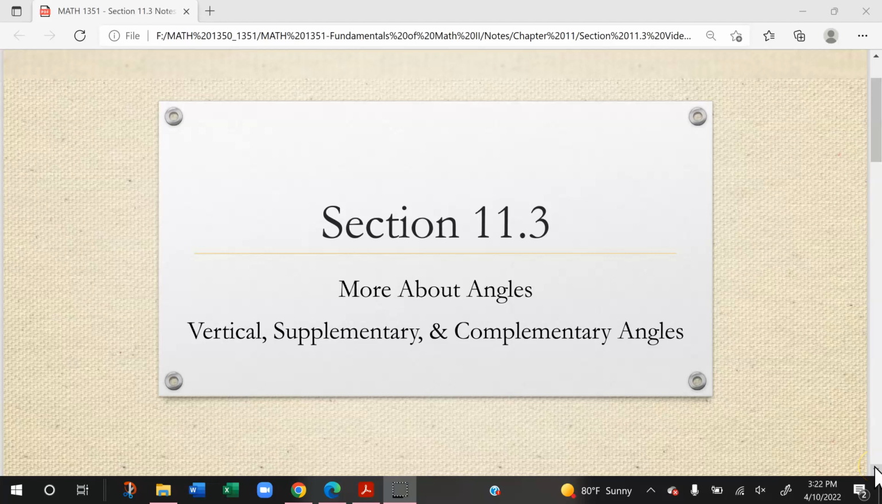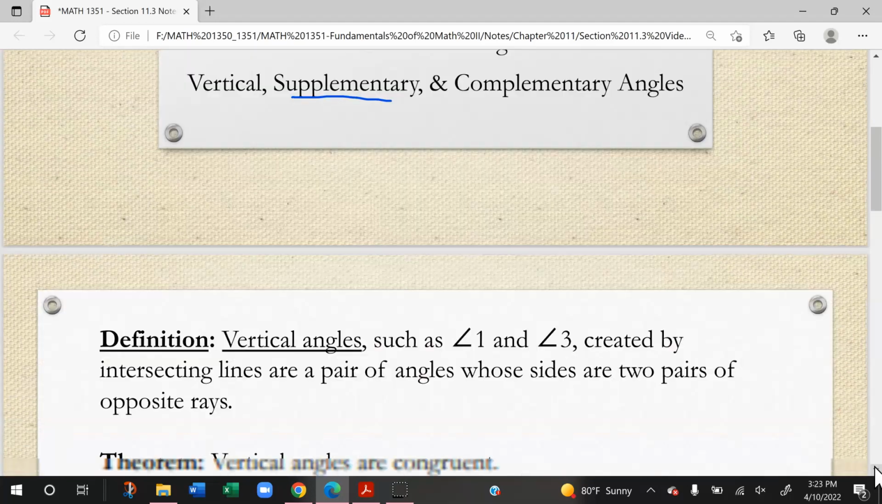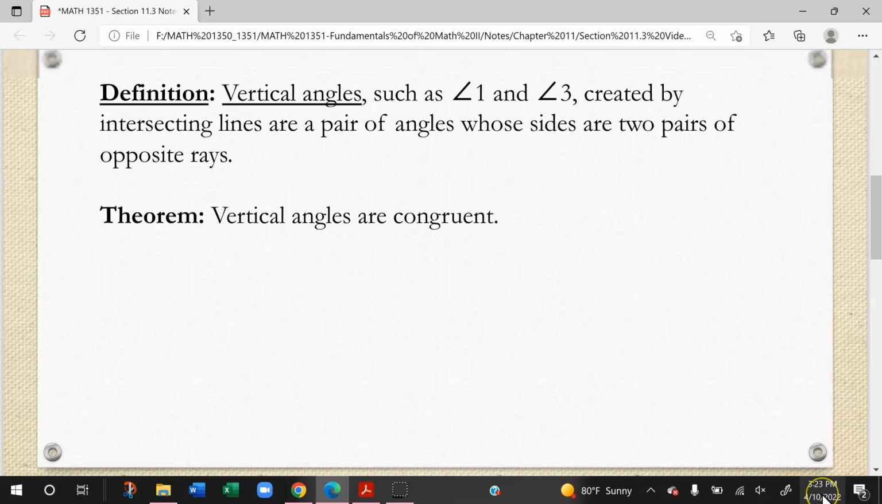We're going to look at some vertical, supplementary, and complementary angles. We've actually already looked at some supplementary angles, but let's look at what these angles we're talking about are.